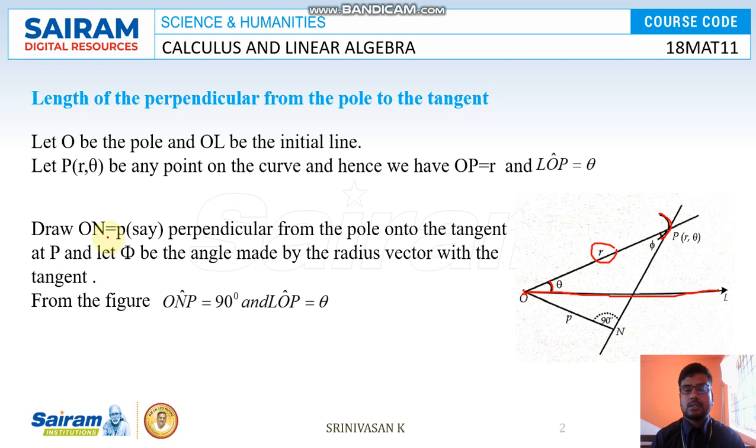So we can draw ON, that is p. It is the perpendicular from the pole onto the tangent at P, and let psi be the angle made by the radius vector with the tangent. So from the figure, angle ONP is 90 degrees because it is a perpendicular.